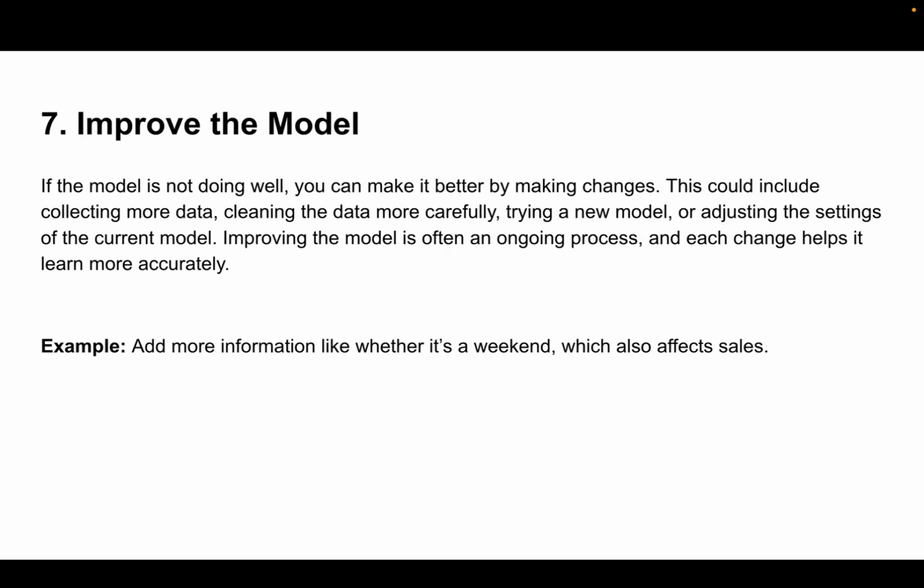Step 7, improve the model. If the model is not doing well, you can make it better by making certain changes. This could include collecting more data, cleaning the data more carefully, trying a new model, or just adjusting the settings of the current model. Improving the model is often an ongoing process, and each change helps it learn more accurately. Example: adding more information like whether it's a weekend or not, which also affects the ice cream sales.